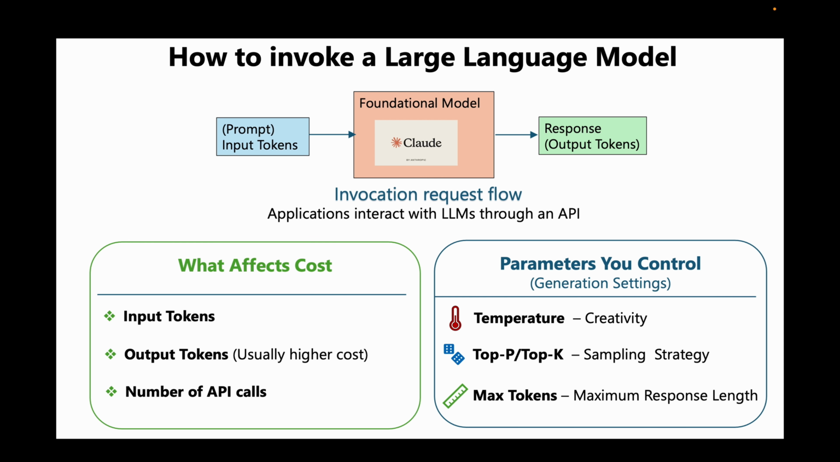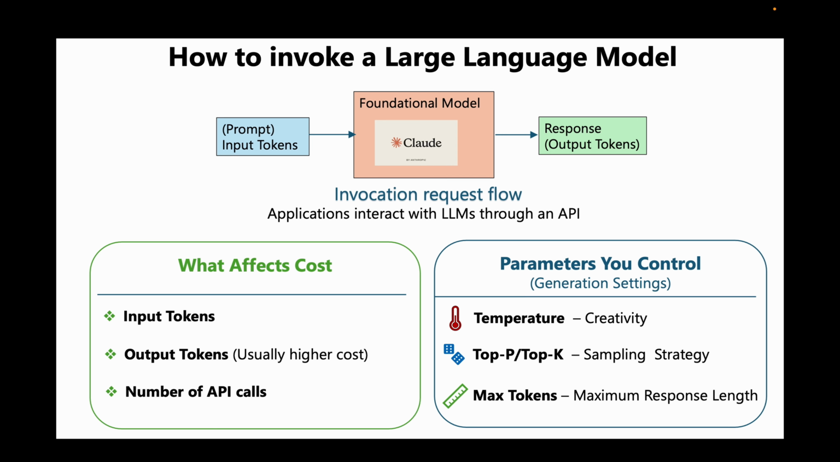At a high level, the interaction is very simple. Our application sends a prompt, which is converted into input tokens and sent to the model. The model processes these tokens and generates output tokens, which are returned as a response. Although this looks like a simple request and response, a tremendous amount of computation happens inside each API call.